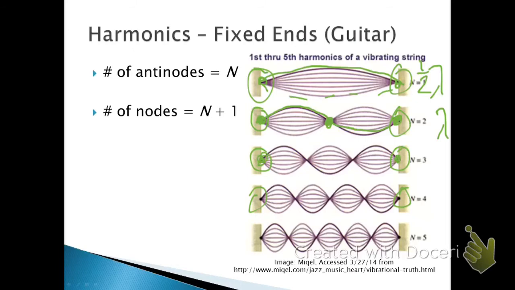Basically, the different harmonics are a way to get from one node on one end to the node on the next, with a certain number of nodes in between. The first harmonic has no nodes in between, the second has 1 in between, and the third has 2 in between, and so on and so forth.